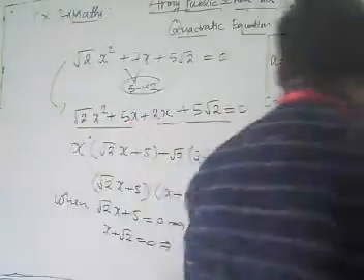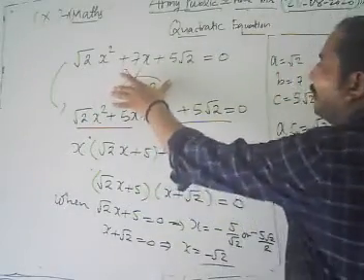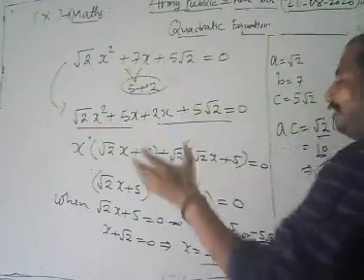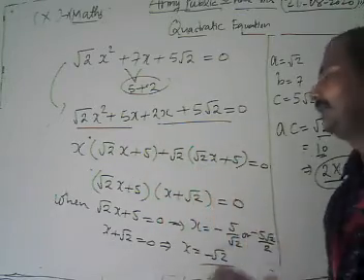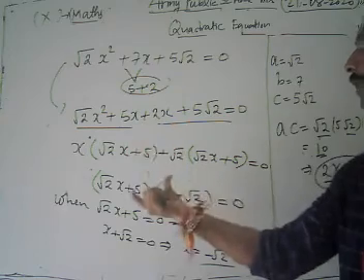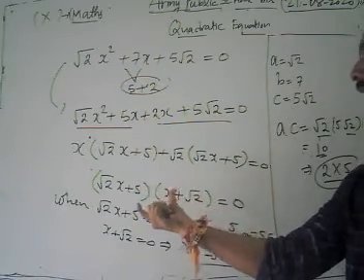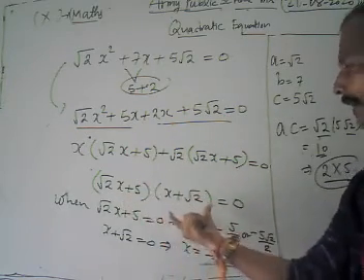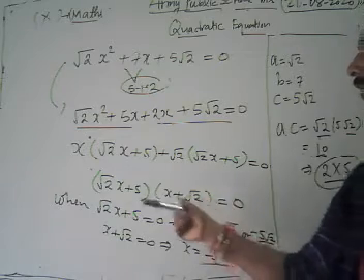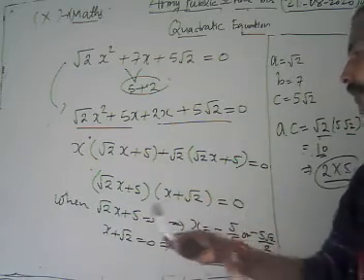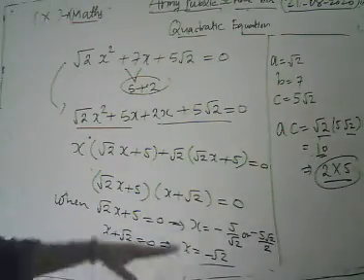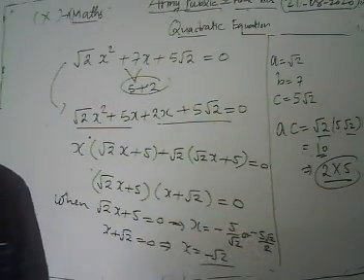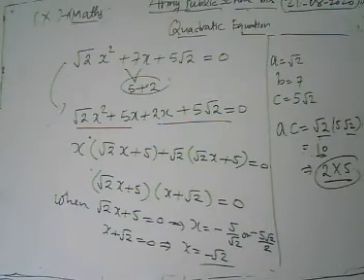Then we have 2 and 5. Then we split our 7 as 5 plus 2. After middle term splitting, we form pairs. From the pairs we take common terms. Then the factors of root 2 x square plus 7x plus 5 root 2 are root 2x plus 5 and x plus root 2, equal to 0. When the first factor is equal to 0, we get the value of x as minus 5 by root 2. And when we equate the second factor to 0, we get the value of x as minus root 2. And this is our solution.